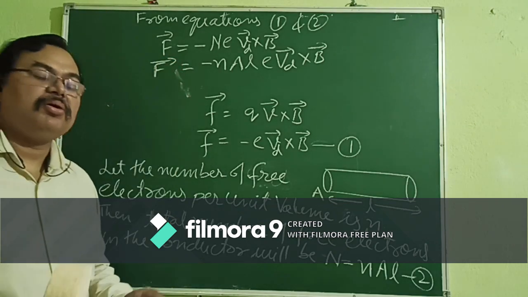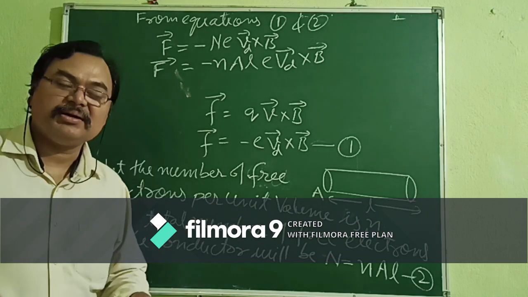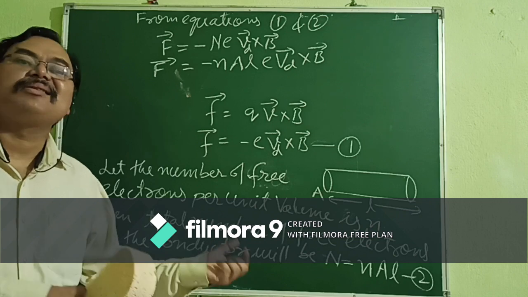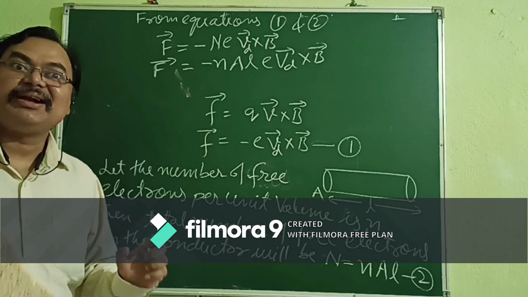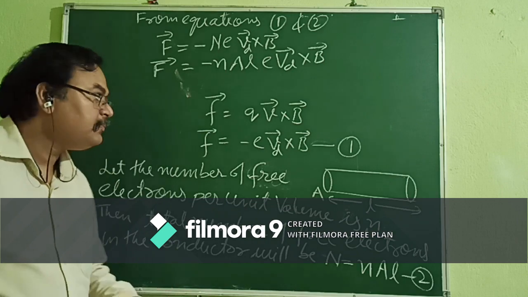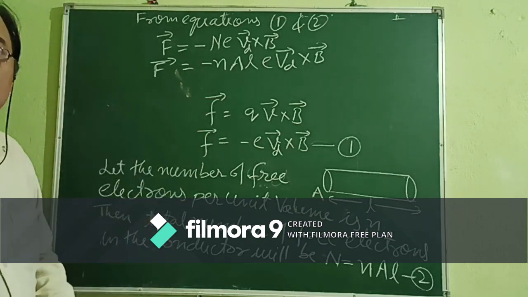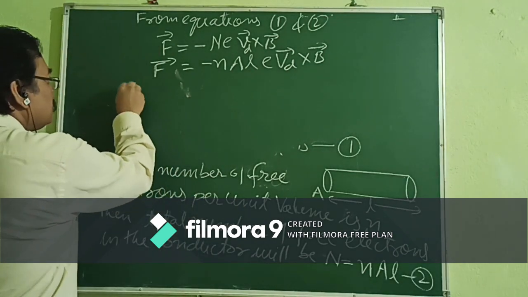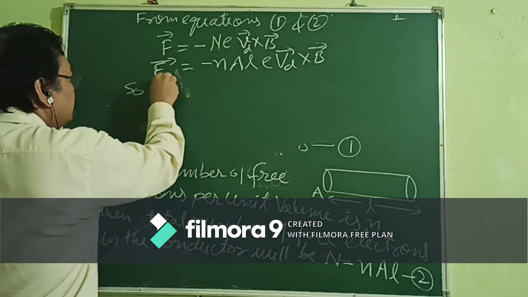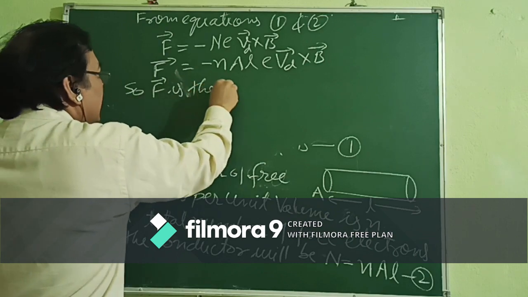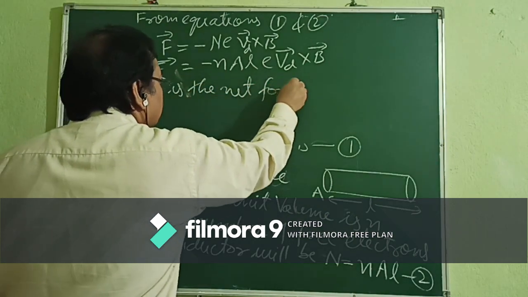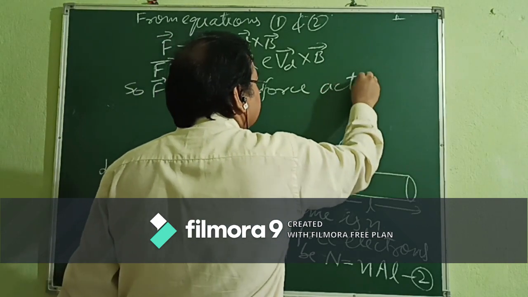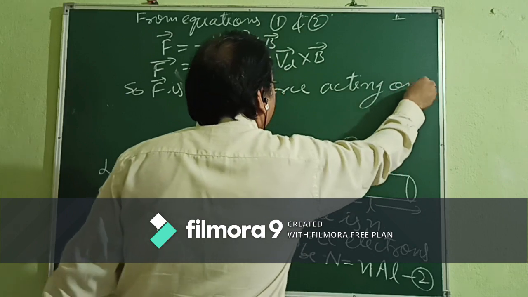Now, if the force is acting on all the free electrons present in that conductor, then obviously the conductor is experiencing that force, because the electrons are in the conductor. So this is the force felt by the conductor. So what we can write: F is the net force acting on the conductor.